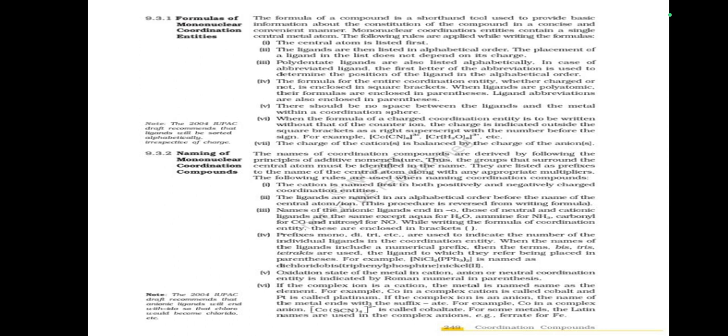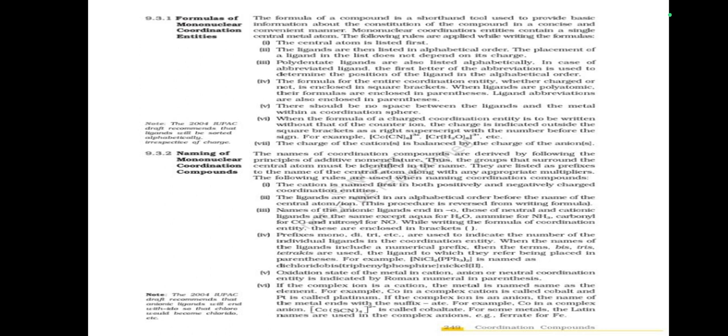When the names of the ligands include a numerical prefix, then the terms bis, tris, in parentheses are used. For example, NiCl2(PPh3)2 is named dichloridobis(triphenylphosphine)nickel(II). The oxidation state of the metal in cation, anion and neutral coordination entity is indicated by a Roman numeral in parentheses.